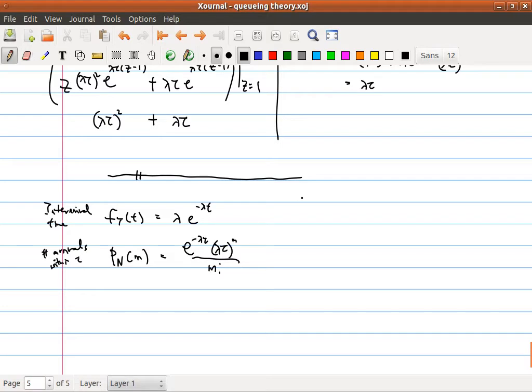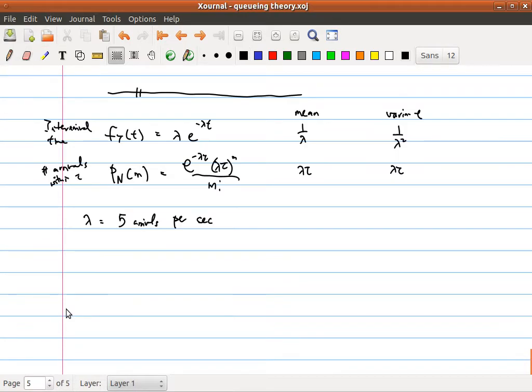And for the inter-arrival time, let me give the mean and variance. The mean is just equal to 1 over lambda, and the variance is just equal to 1 over lambda square. And for the number of arrivals, the mean will be just lambda tau, and the variance will be lambda tau also.